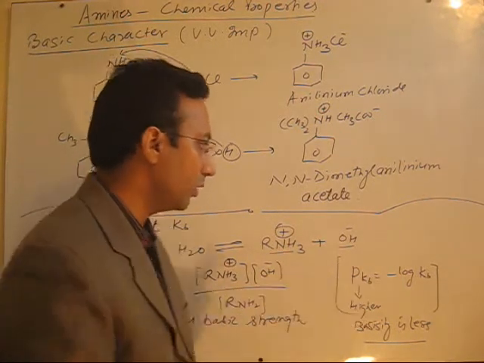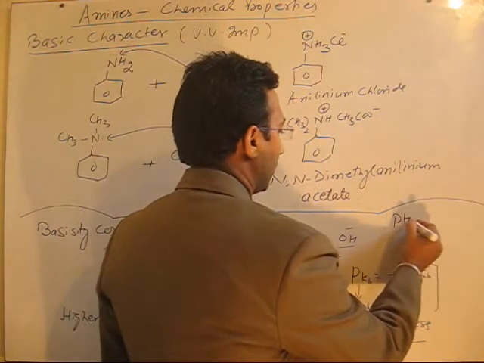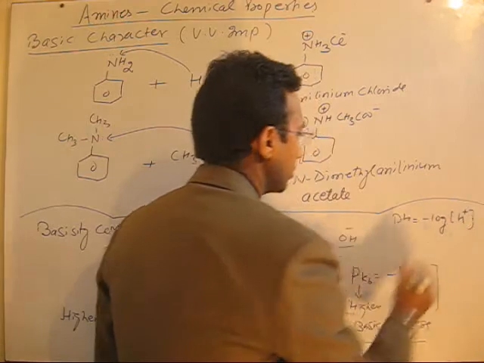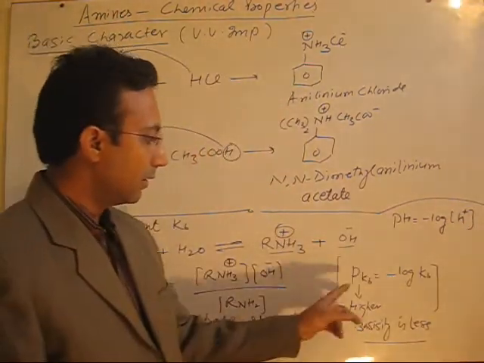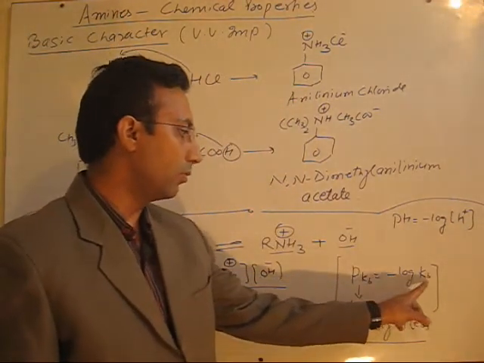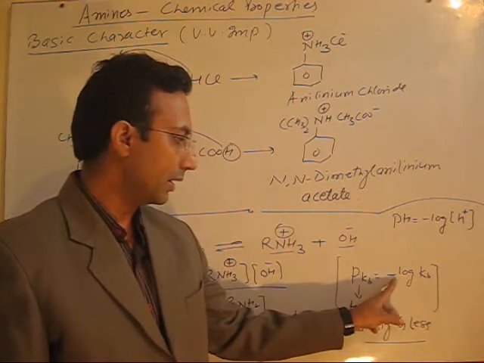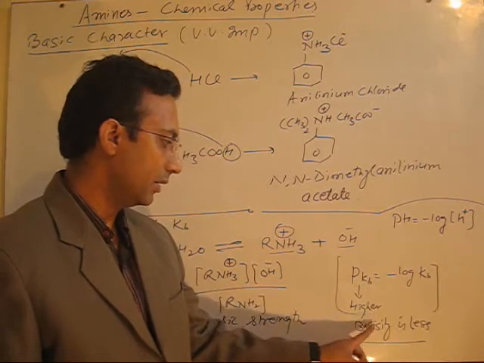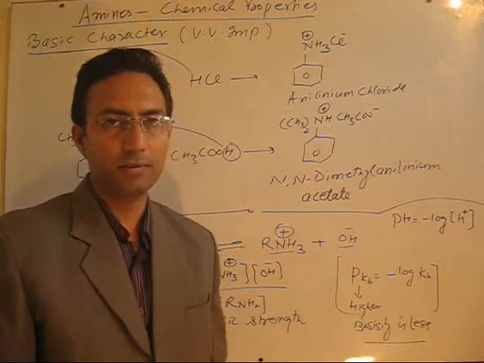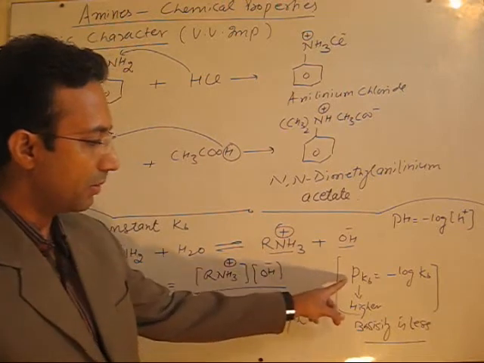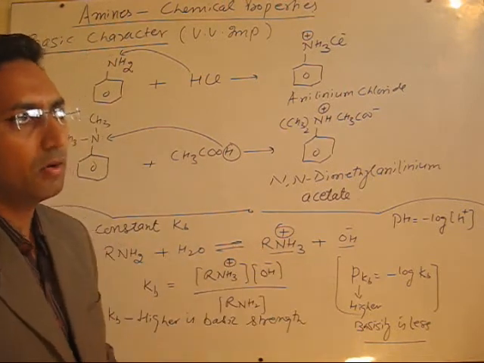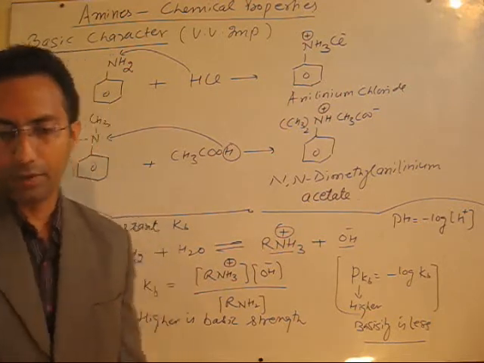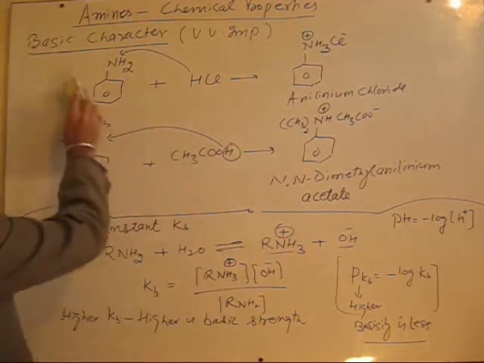Just like pH, we know pH is the negative logarithm of H plus concentration. Similarly pKb is the negative logarithm of Kb. So as the negative sign is there, if Kb for any base is higher, its basicity is less. It will be a weaker base if pKb is higher. So the lower the value of pKb, the more is the basic strength of the base. Okay, now let's continue further.